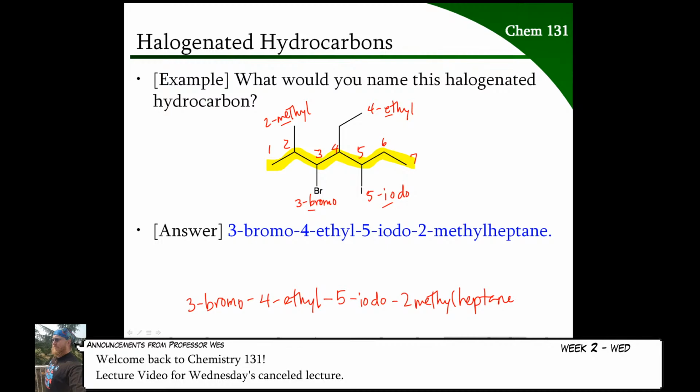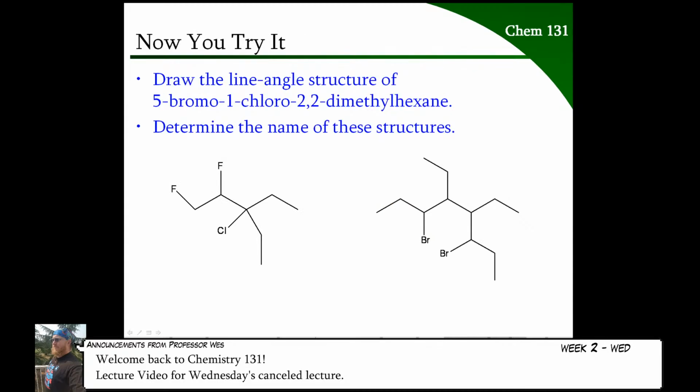I believe that the next slide is just the examples. Yeah, here you go. So what I want you to do is, now I'm going to give you a name, and I want you to turn it into a structure. So draw the structure using this sort of notation that you can see down here. Draw the line angle structure of 5-bromo, 1-chloro, 2,2-dimethyl hexane.